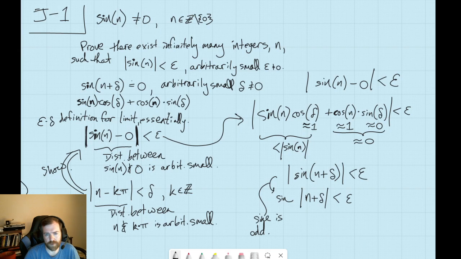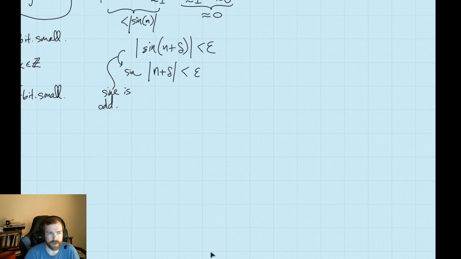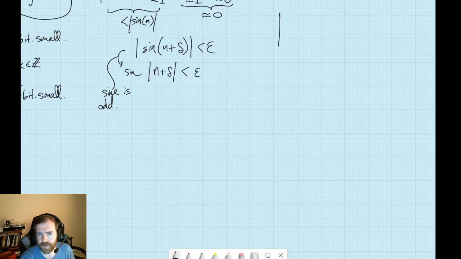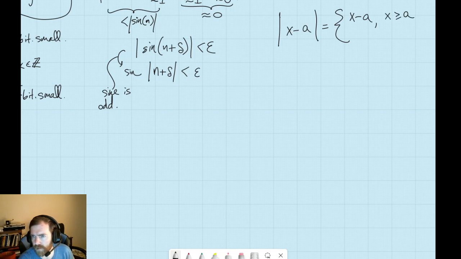So if we want to get really technical about it, we just look at the definition of what is absolute value. It's the absolute value between two particular values, you know, x minus a. It's going to be equal to just x minus a when x is greater than or equal to a, and negative parentheses x minus a when x is less than a.